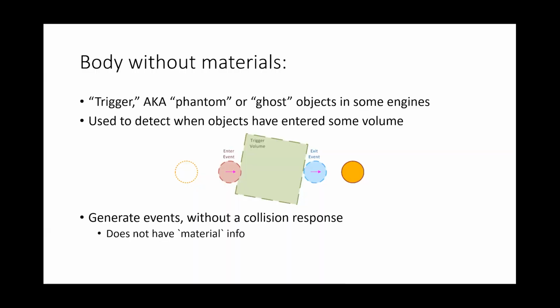So a body without materials. If you create one of these nodes and don't specify a material, we've said this is a trigger object. This is useful for lots of scenarios, like detecting when a user or an object enters a volume. And lots of game engines will call these triggers, phantoms, ghosts, all sorts of names. That name is unfortunately not standardized. But they're another one of those things that lets you build application logic.